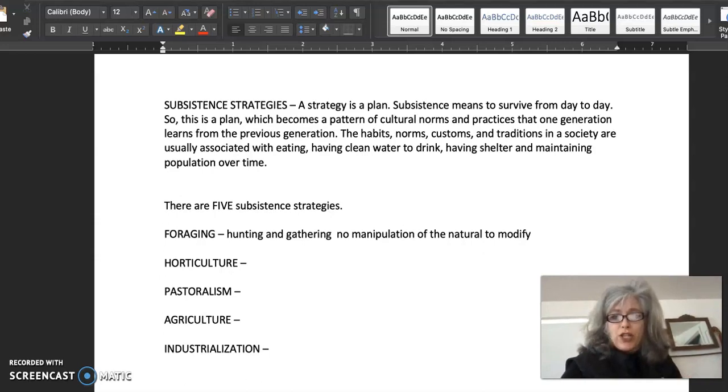Their subsistence strategy, their habits, their norms, their customs, their traditions, the knowledge that's passed from one generation to the next includes the fact that you must respect the natural environment, period, because that's what keeps you alive. And it also has the norm, the habit, the value that the natural environment is not something that an individual or a social group can own.